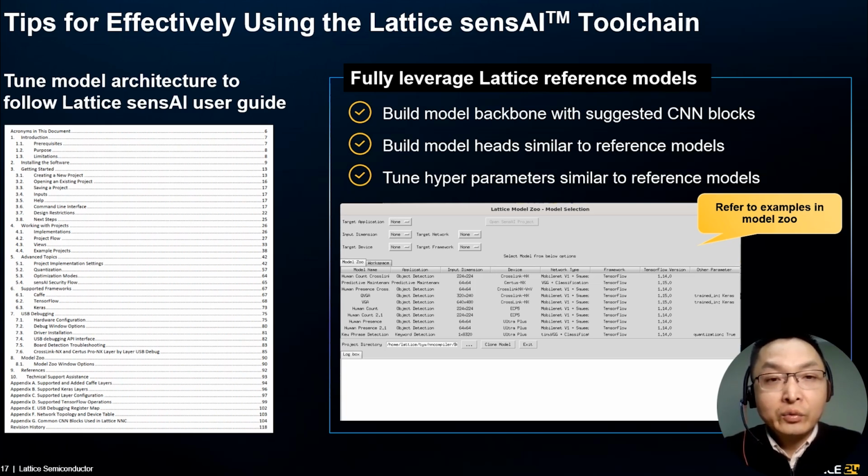Secondly, users are strongly suggested to fully leverage Lattice reference models. It will significantly save the development time if users could build the model backbone with the suggested CNN blocks and design the model heads similar to the reference models. All those reference models can be found from the Sense AI model zoo.